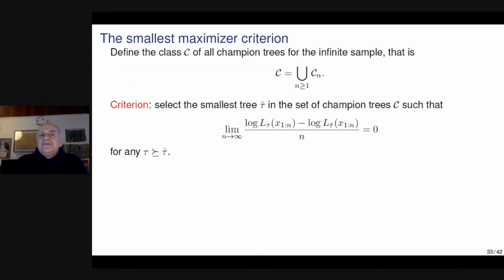So let's consider the class of all champion trees for the infinite sample. So we increase the size of the sample. And the criterion we can use is the following. Look at the difference between the log likelihood for two trees and define t hat as the smallest tree such that this difference divided by n goes to 0.